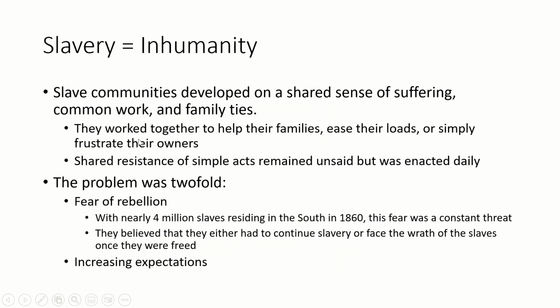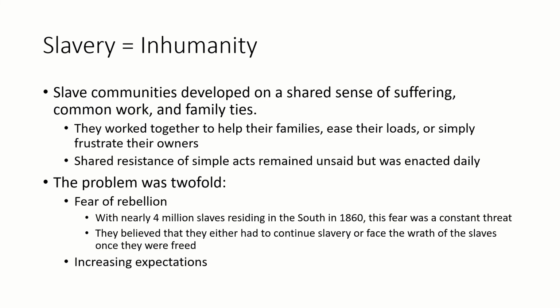The most tragic, indeed horrifying aspect of slavery was its inhumanity. All slaves had memories, emotions, experiences, and thoughts. They saw their experiences in full color, felt the pain of the lash, the heat of the sun, the heartbreak of loss, whether through death, betrayal, or sale. Communities developed on a shared sense of suffering, common work, or even family ties.